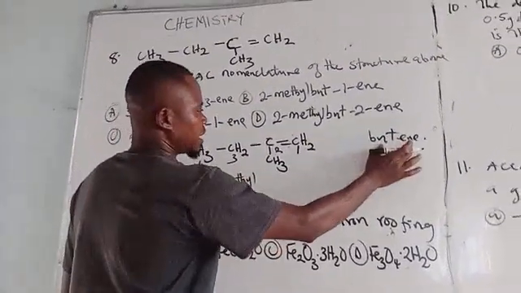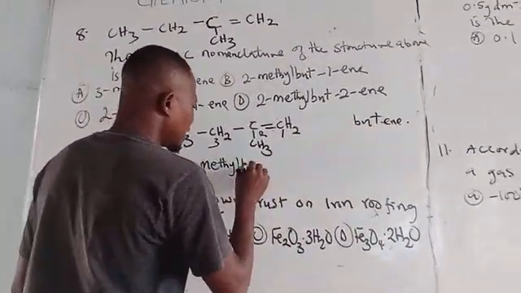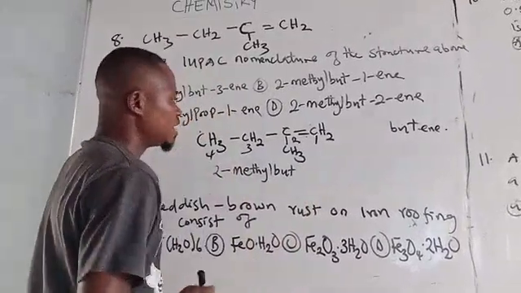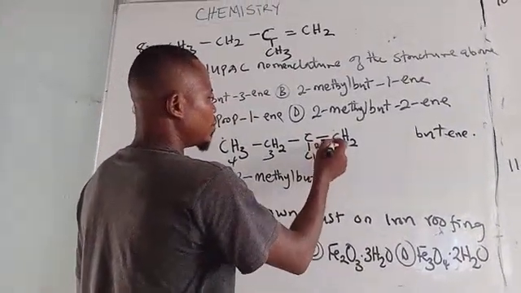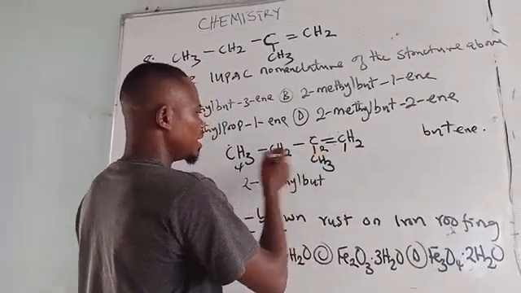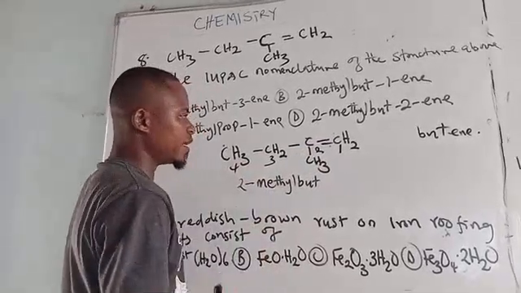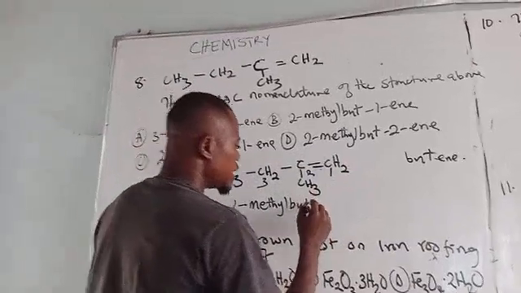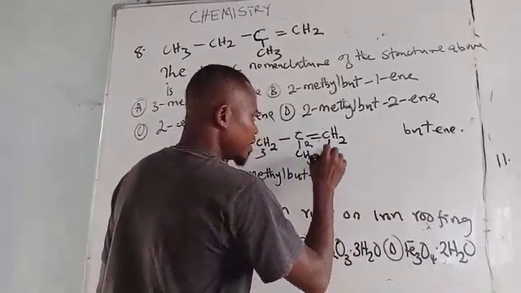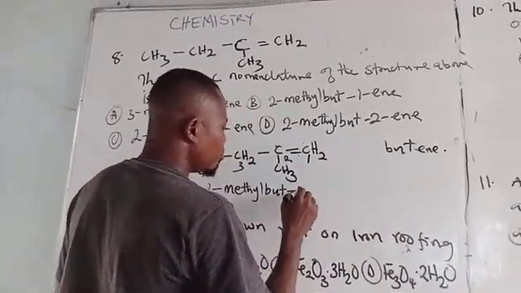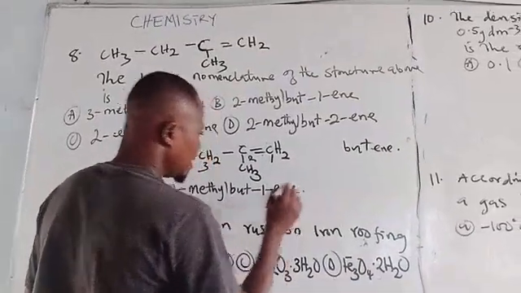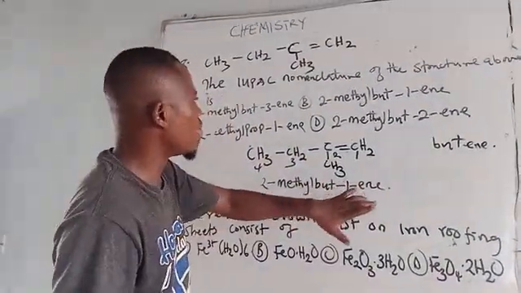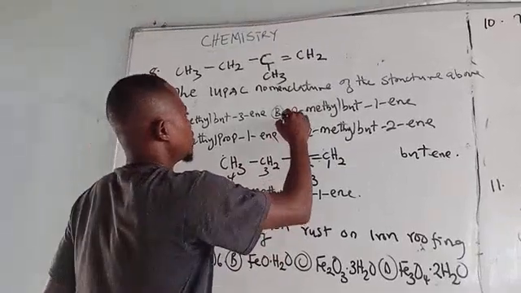Now we name it after the parent longest chain, and that longest chain is a butene. But that butene is not just a butene. We can have but-1-ene or but-2-ene, depending on the arrangement. Since this is a but-1-ene, I have to tell somebody it's not a but-2-ene. So indicate the position of the double bond by the number. It's on carbon 1, so it's 2-methyl-but-1-ene. So the correct answer is option B.